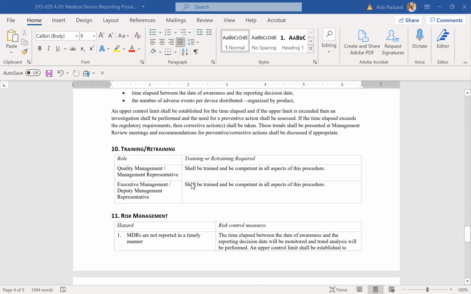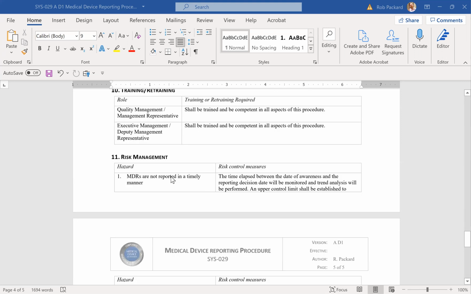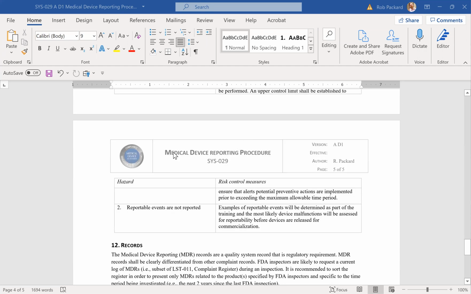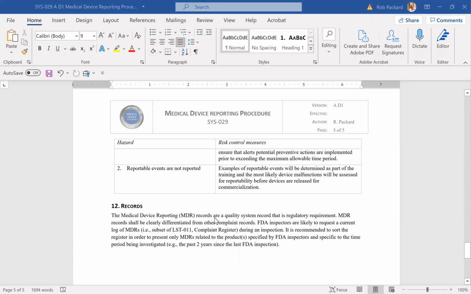We have training requirements. Once again, the same two people that are responsible for the procedure would be trained on the procedure. You have risk management. We have a risk management section to all our procedures. So we say how we address risk management related to this procedure.